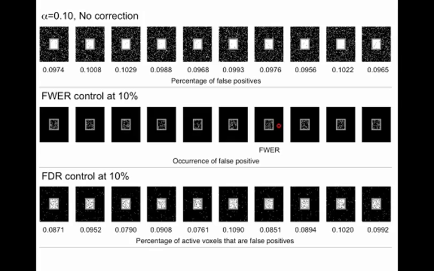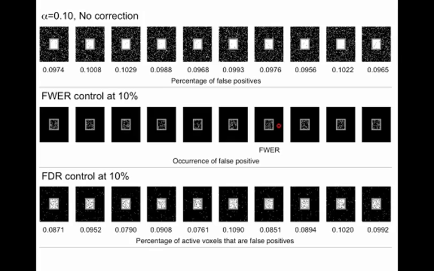Now, if we look at false discovery rate correction at the 10% level, you see that we get something in between. Within the square, we were picking up most of the truly positive voxels, and outside we're getting a fair amount of false positives, but significantly less than when we did no correction. Below each image, we see the percentage of active voxels that are false positives. So as it should be, on average, about 10% of all voxels that were declared active are false positives. So we have significantly fewer false positives than we would have with no correction at all, but of course a whole lot more than if we did family-wise error rate correction.